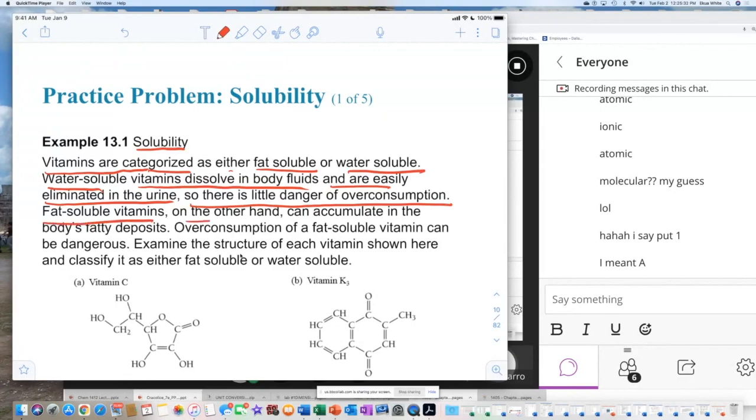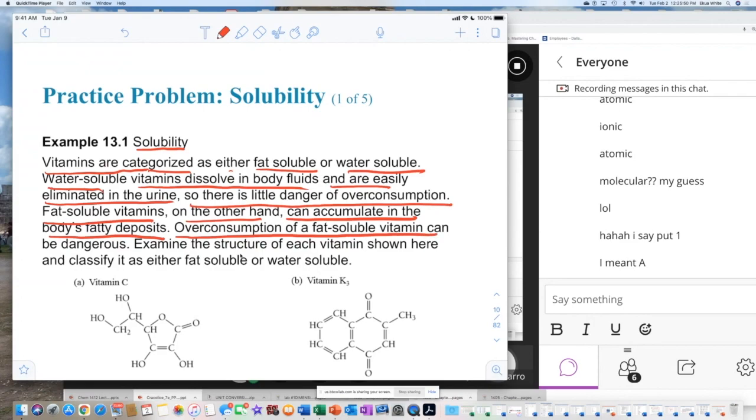Fat-soluble vitamins, on the other hand, can accumulate in the body's fat deposits, because fat dissolves fat, or nonpolar dissolves nonpolar. The fats in your body are nonpolar, oil-like, right? So those fat-soluble vitamins.